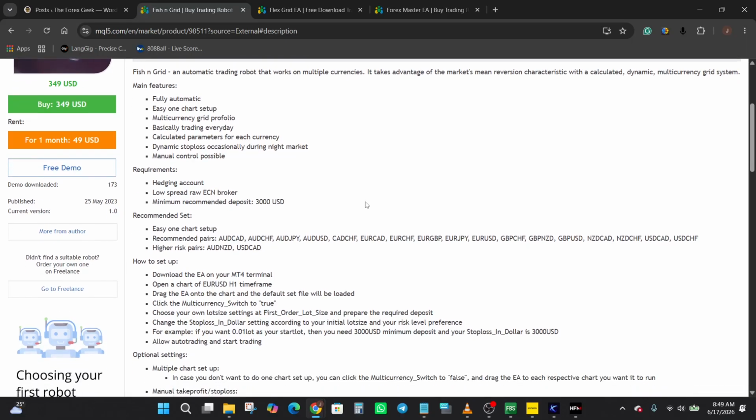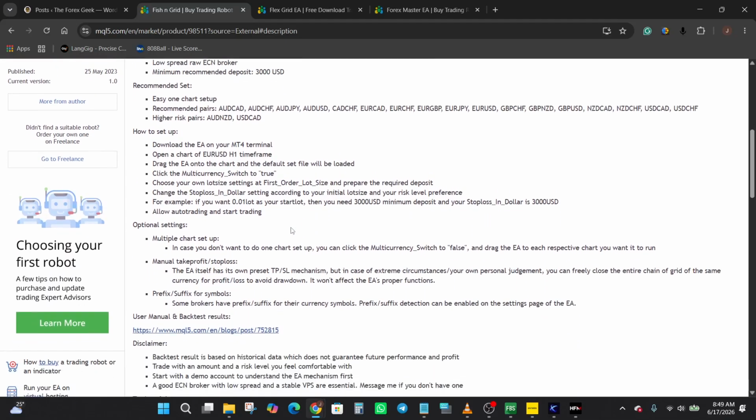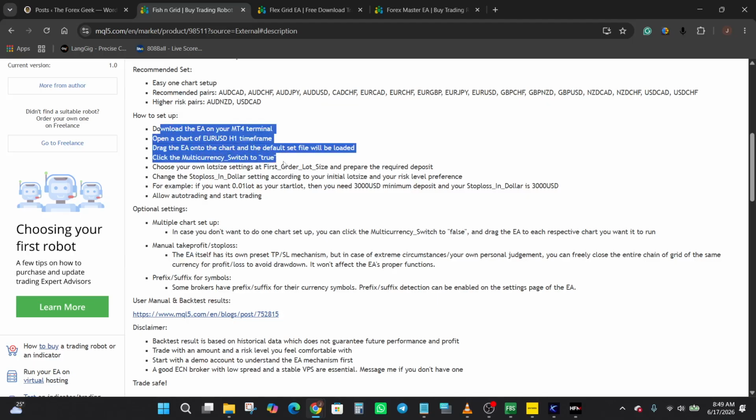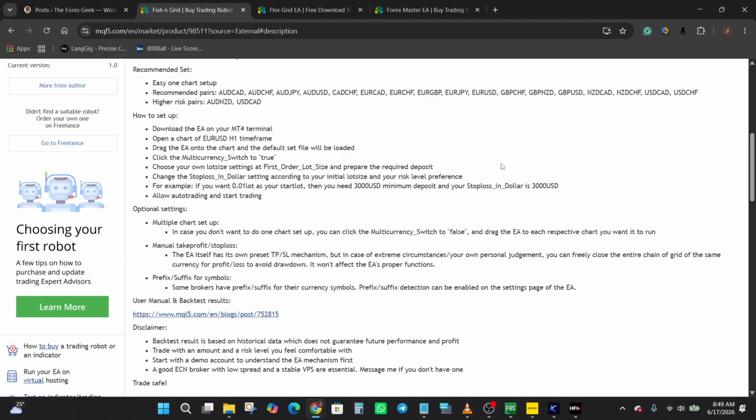option is enabled. Now, the recommended setup provided by the developer is to attach the EA to a Euro USD H1 chart, enable the multi-currency switch, and then select an appropriate starting lot size, configure the stop loss value according to the account size and personal risk preference. The developer also recommends a minimum deposit of 3,000 US dollars and specifies that the EA requires a hedging account.